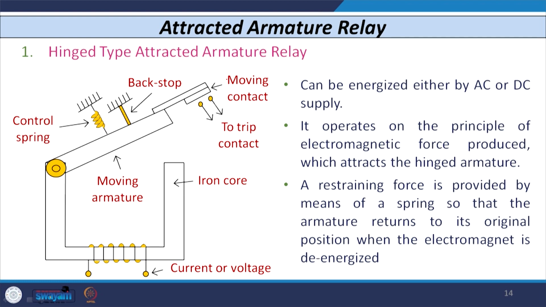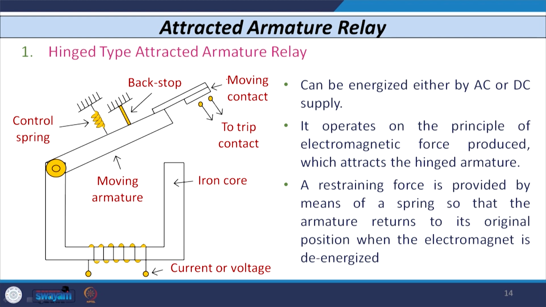Now, how does it work during normal condition? When this winding carries the rated current, the force produced on this moving armature is lower than the force produced by this control spring. So, this armature remains in its original position.